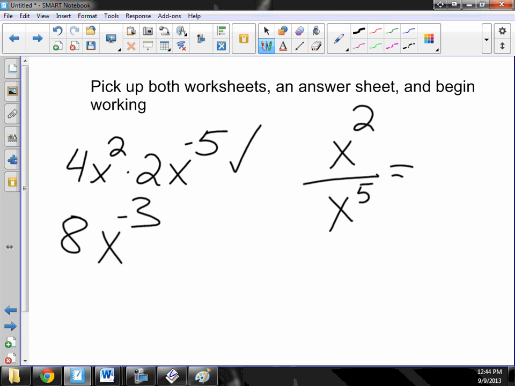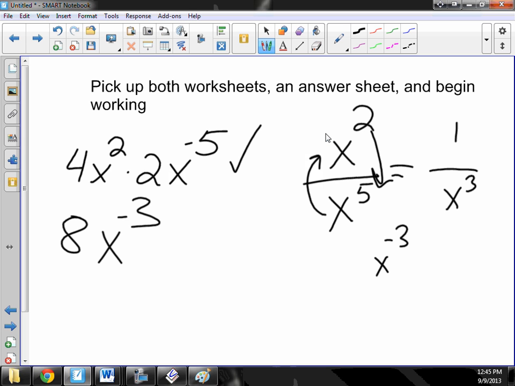Well, does anybody know what the answer to this is? 1 over x to the third. So I subtracted. Why did it land in the denominator and not the numerator? If you subtract this way, then you get 1 over x to the third. What if you subtract the other way? You get x to the negative 3 over 1, which we don't need to write that 1. And they're actually both correct. One of them is not preferred, but they're both true.